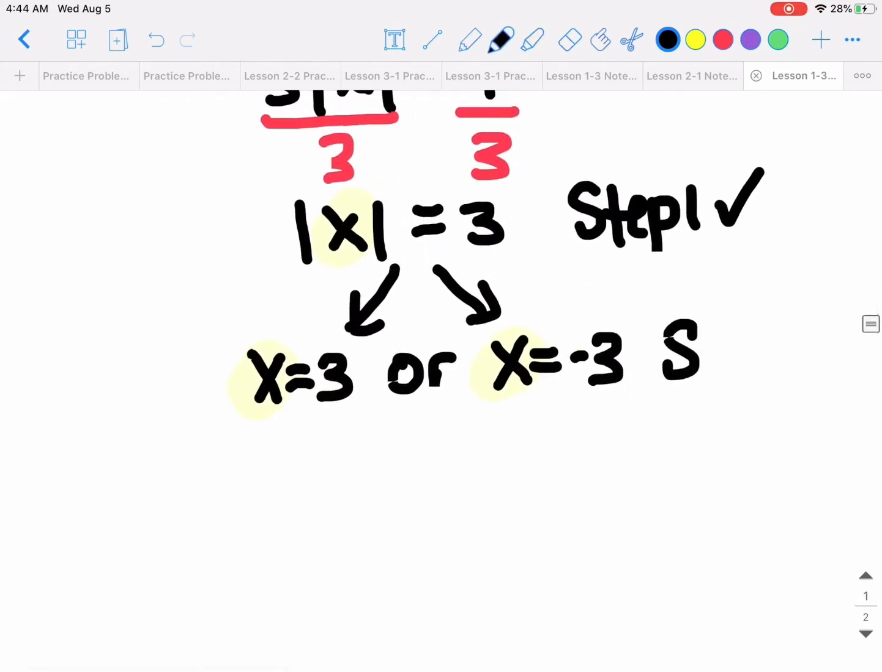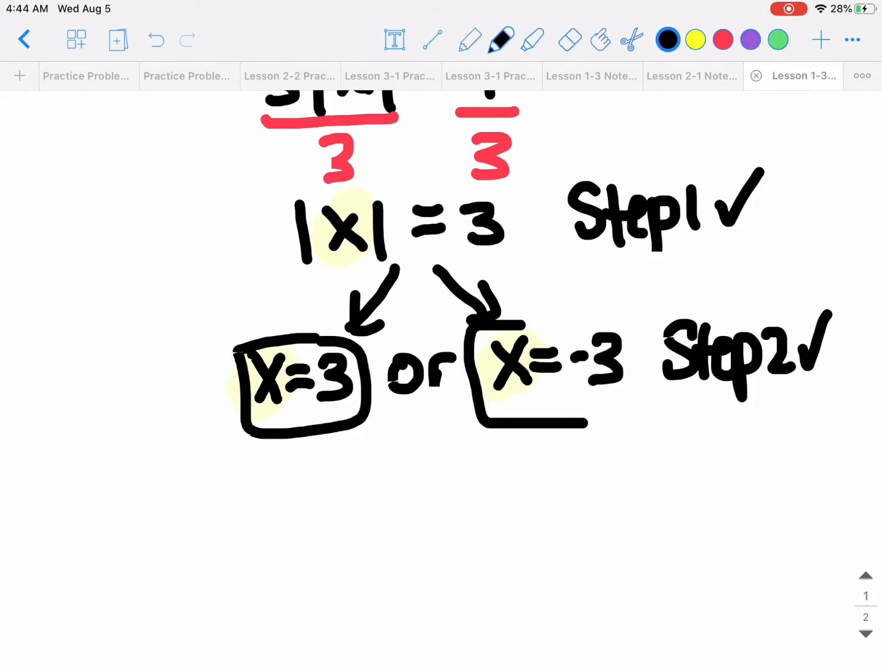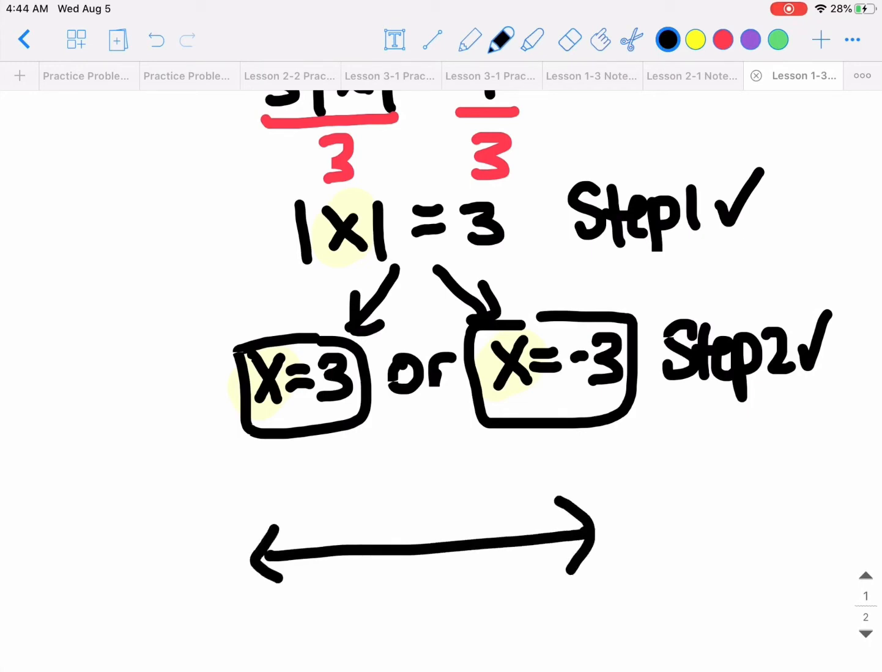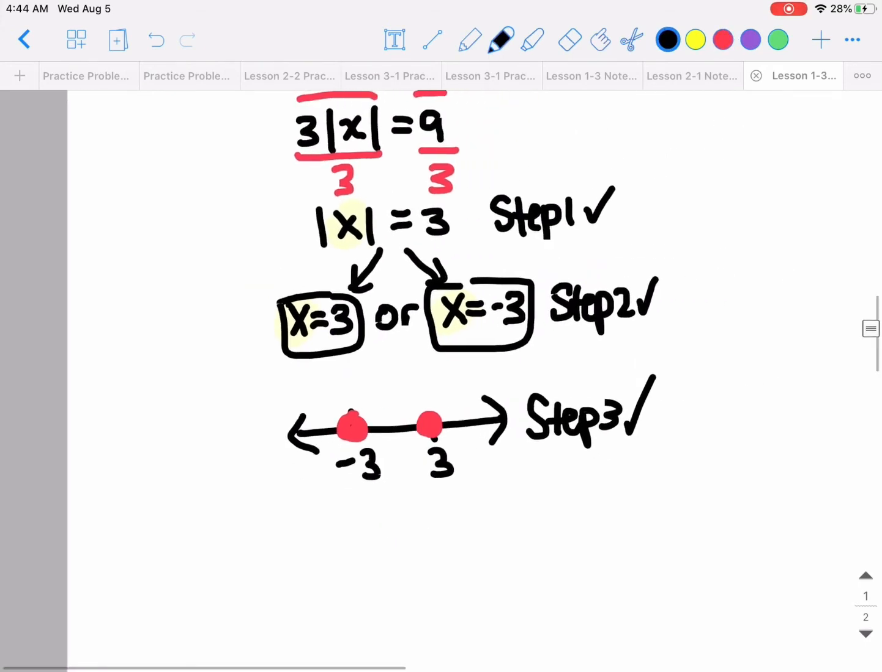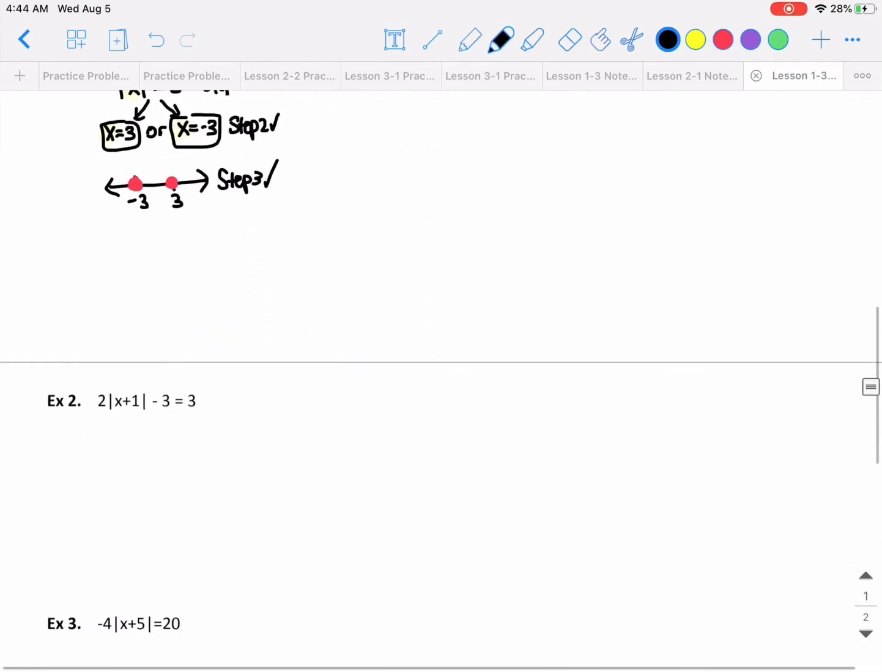That takes care of step 2. And then normally I would have to solve these 2 equations, but they're already solved for me. I don't have to do anything else. X is already by itself. So I'm just going to graph. I'm going to put negative 3 and 3 on a number line. Those are the important numbers, and I'm going to plot the answers by just putting a solid dot on those 2 numbers. And that takes care of step 3. Okay, and I'm done.